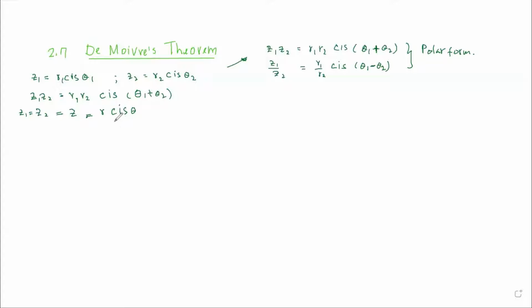So if we want to find, for example, Z squared, Z to the power 2, the complex number to the power 2, that means Z times Z. If we multiply Z on both sides, this is going to be R squared, correct? And CIS what? Because they're equal, this is going to be theta plus theta. Everyone get it?